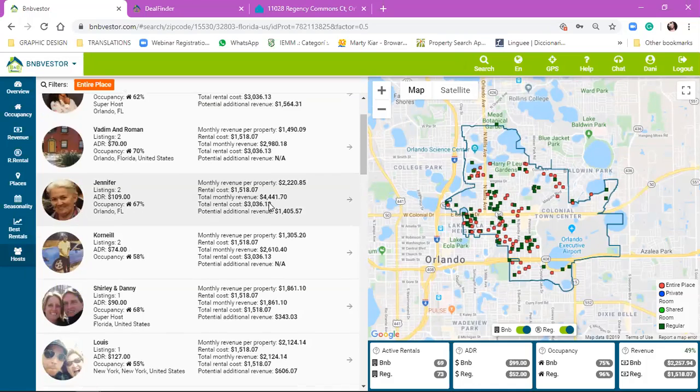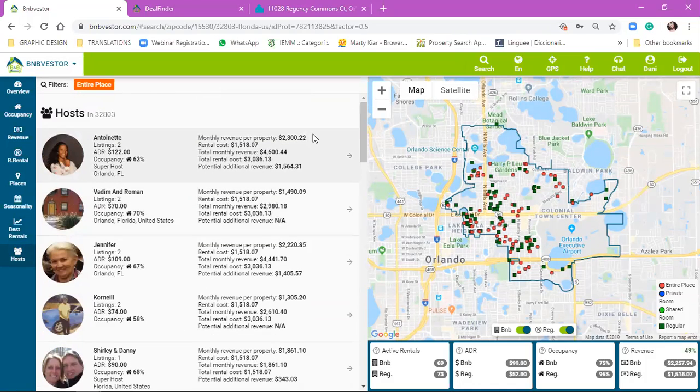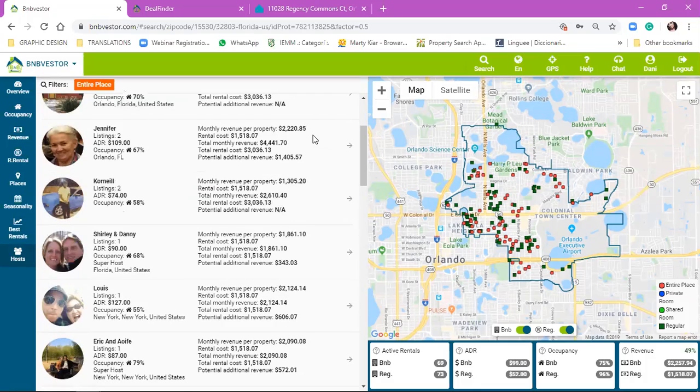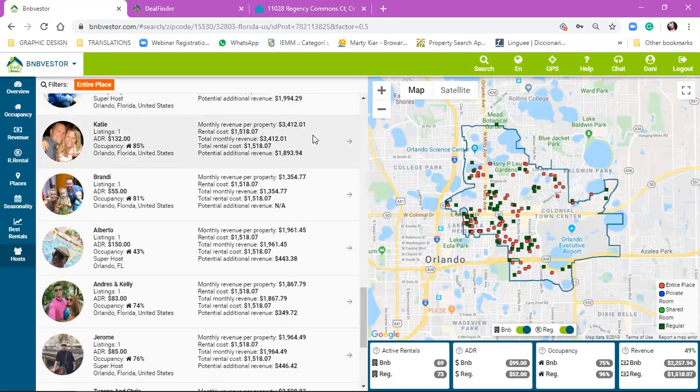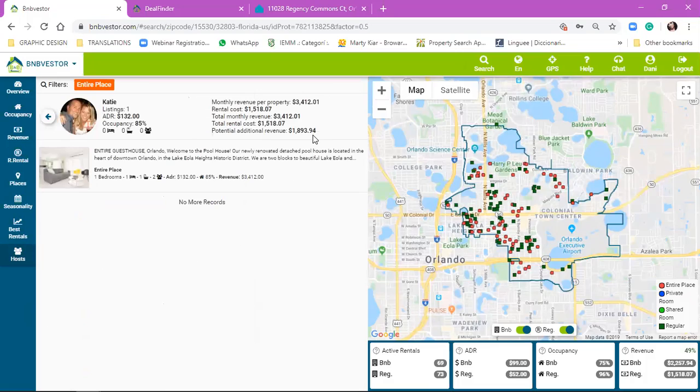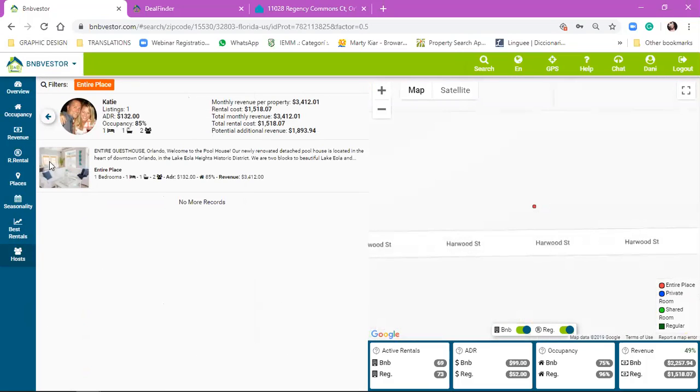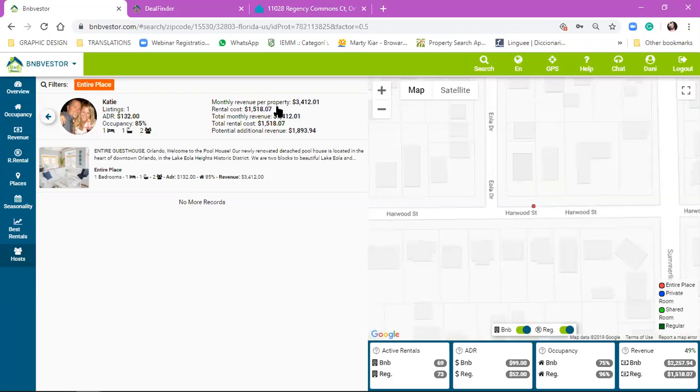Let's see over here. Okay, look at Katie. Katie has, very neat, by the way, one listing. It's listed for $132 daily, with an occupancy of 85%. And it has 1 bed, 1 bath. It has a monthly revenue per property of 3,412. Why does she have that?